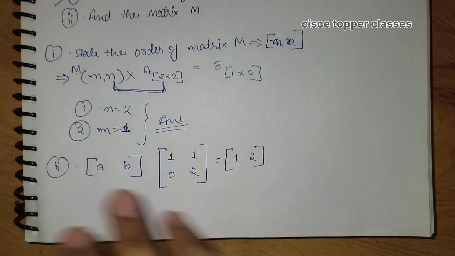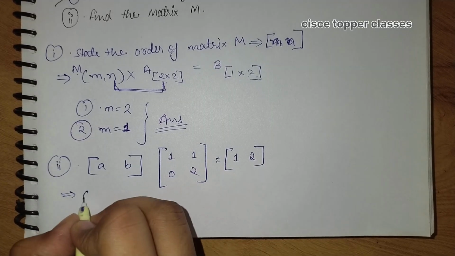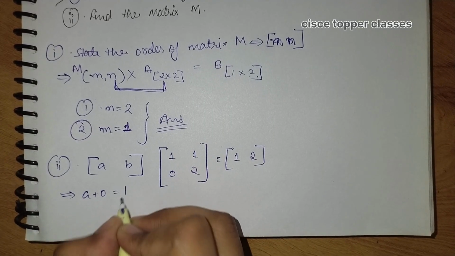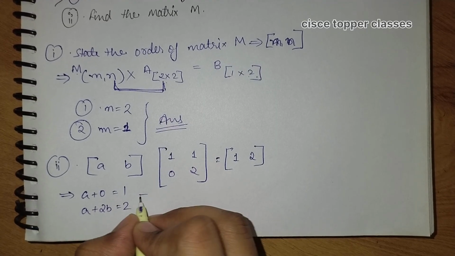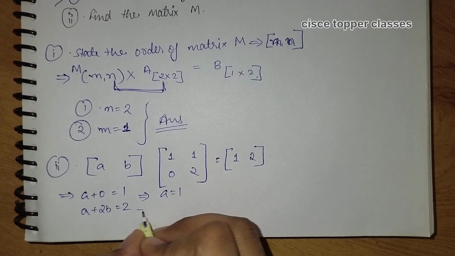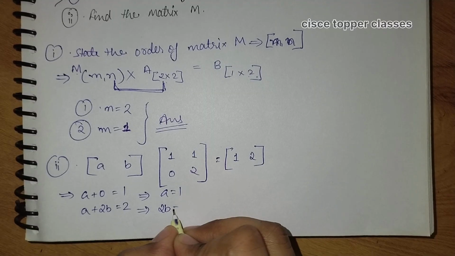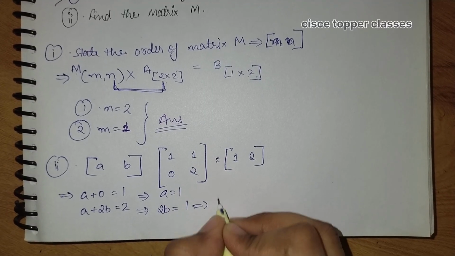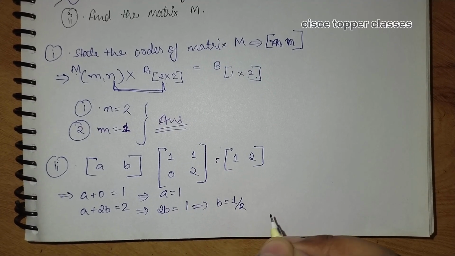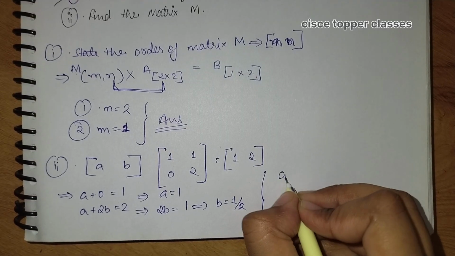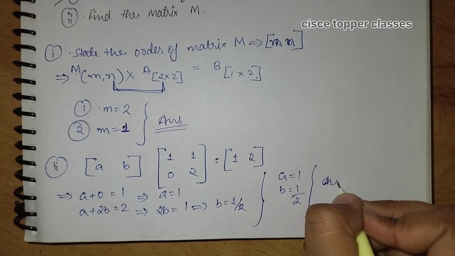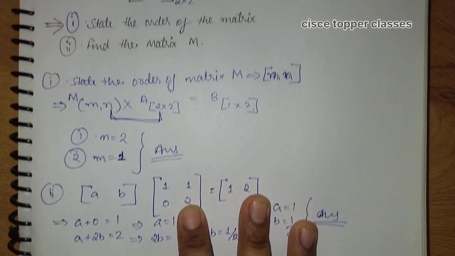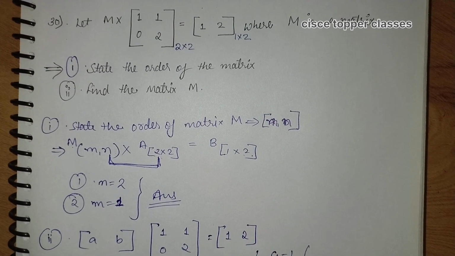Simply multiplying these matrices, we will get a plus 0 equal to 1, and again a plus 2b equal to 2. So if we put a is equal to 1 in this equation, that will become 2b is equal to 2 minus 1, that is 1, and b is equal to 1 by 2. Hence finally we obtained a is equal to 1 and b is 1 by 2 as the final answer, and this is the solution of question number 30, first and second part.